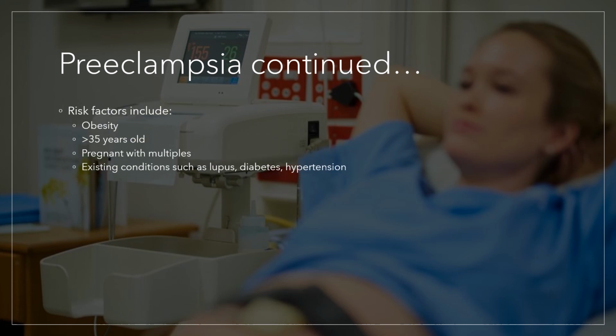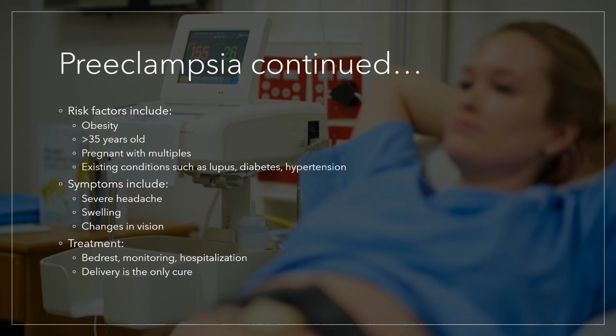More about preeclampsia. Risk factors for preeclampsia include obesity, maternal age greater than 35 years old, pregnant with multiple babies, or pre-existing conditions such as lupus, diabetes, or hypertension. Symptoms of preeclampsia include severe headache, swelling, or changes in vision.